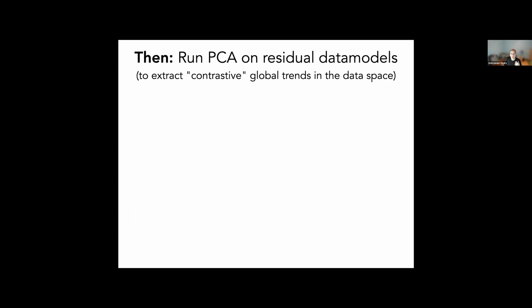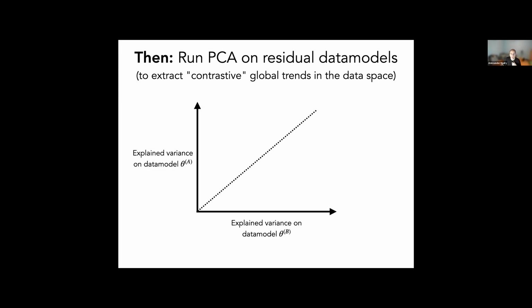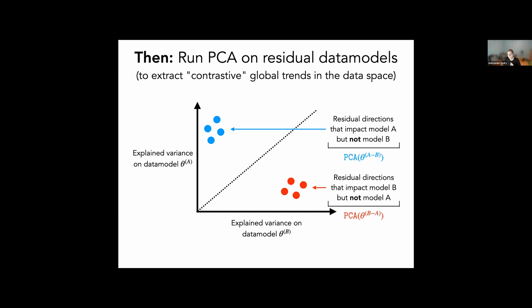As a result, for each of the inputs you get these residual data models, and then you can run a PCA of these residual data models to extract this contrastive global trends in the data space. Essentially, you will get residual directions that impact model A but cannot impact model B, and also, symmetrically, residual directions that impact model B but not model A.